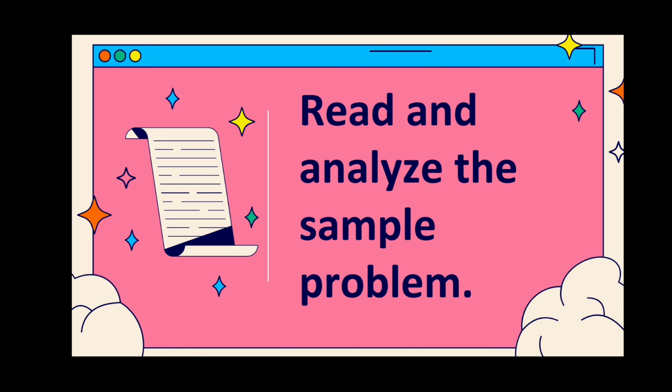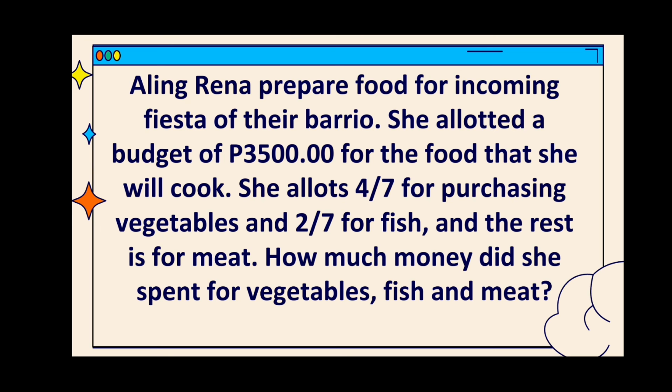Now, let's read and analyze the sample problem. Aling Rena prepared food for incoming fiesta of their barrio. She allotted a budget of 3,500 pesos for the food that she will cook. She allots 4/7 for purchasing vegetables and 2/7 for fish, and the rest is for meat. How much money did she spend for vegetables, fish, and meat?